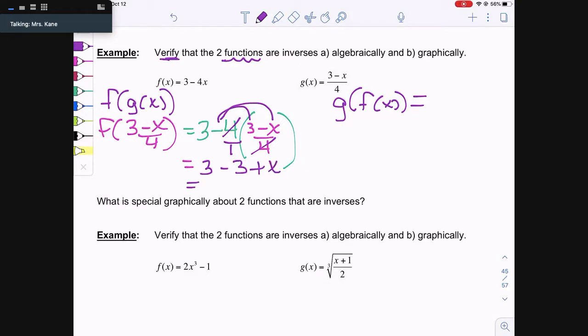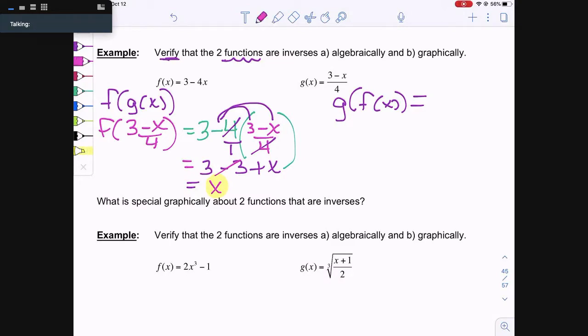Maya, what happens with the 3 minus 3 plus x? Cancel out. And they just equal? X. Woohoo! That was part of what we were trying to show. Now I've showed that the one side is equal to x. I just have to do the same thing with the other side.